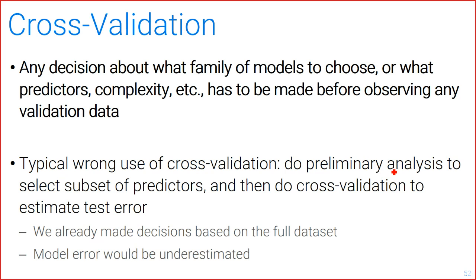So a typical wrong use of cross-validation would be something like: look at the full data set, do some preliminary analysis to select what the best predictors seem to be, and then do cross-validation to estimate the error. We know that that estimation of error is going to be underestimating the true error because you're already making decisions about the model based on the data that you're going to test the model on.